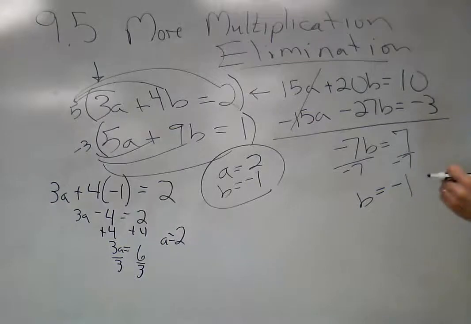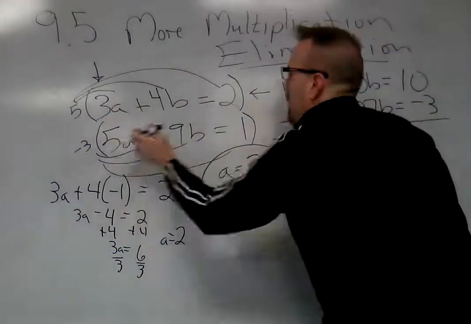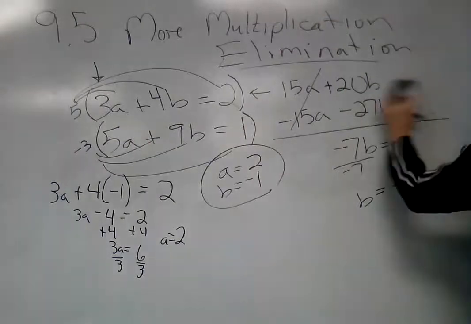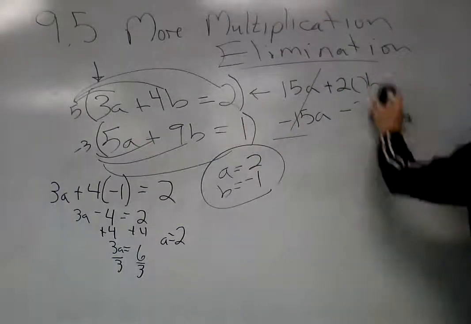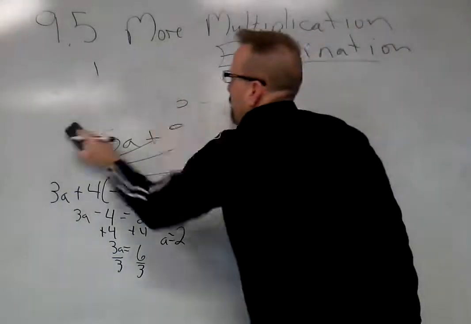So the difference, like we said, between yesterday's and today's is we're going to multiply both equations. So in a way, you're finding kind of like a least common denominator, least common multiple, and then we want to go from there.